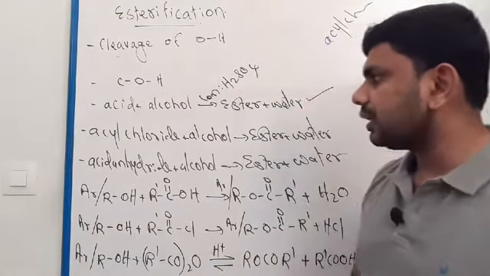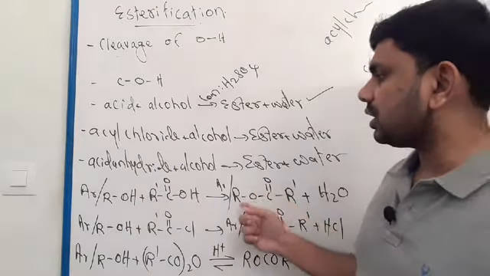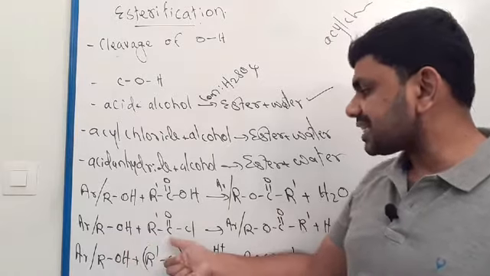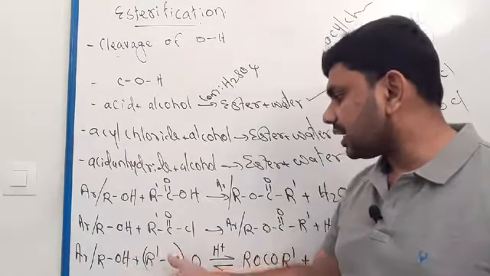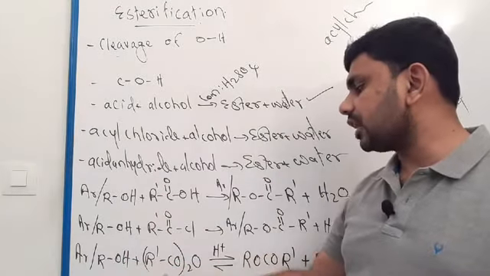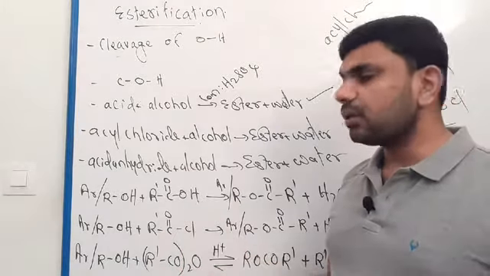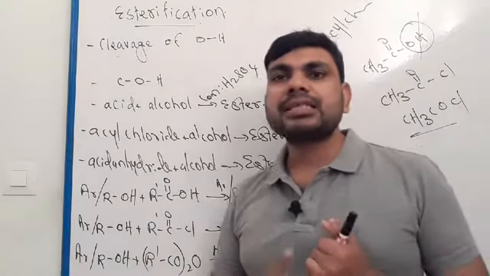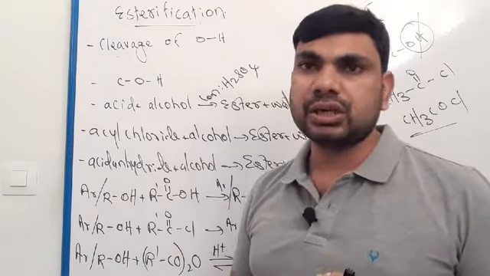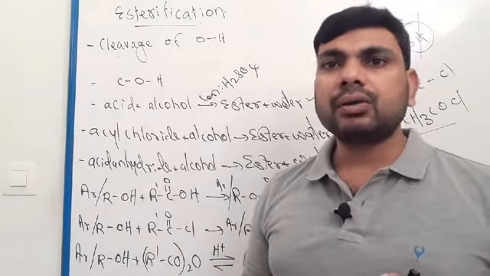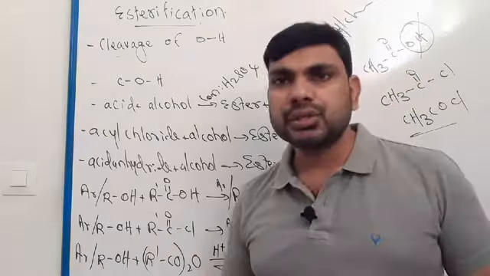So remember, alcohol reacted with carboxylic acid produces ester. Alcohol reacted with acyl chloride will produce ester. Alcohol reacted with acid anhydride also produces ester. I will give you different examples for this. Now you understand: carboxylic acid and alcohol produce ester, acid chloride and alcohol produce ester, acid anhydride and alcohol produce ester.